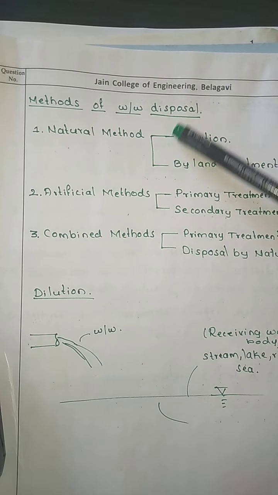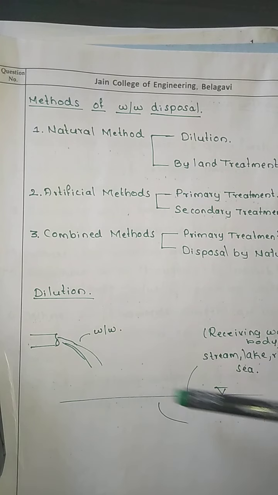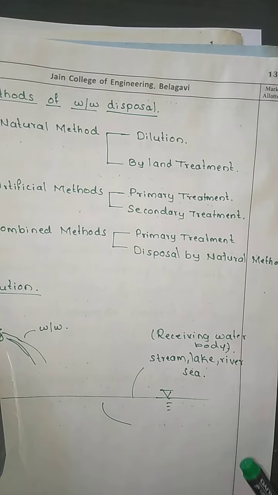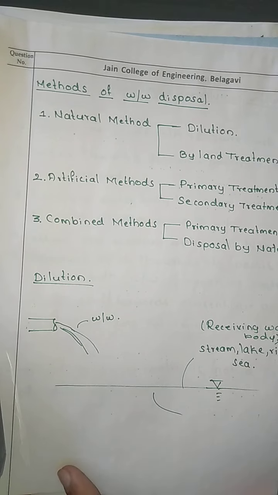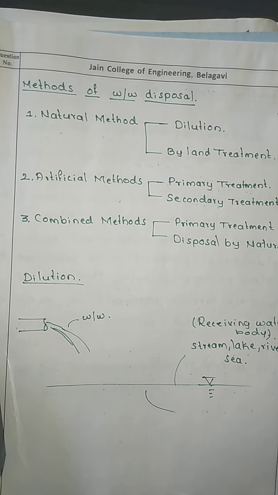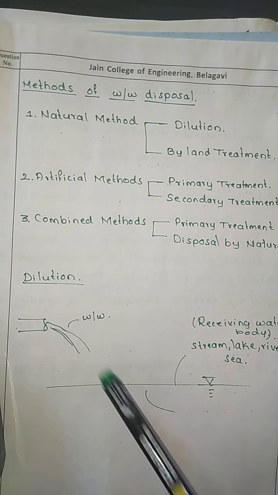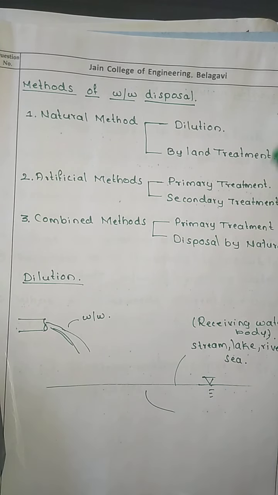In dilution, what we exactly do is dispose of the wastewater into a water body like a river, stream, lake or sea, that is, the receiving water body. That is nothing but dilution. Next is land treatment: instead of giving the wastewater to a water body, we dispose of it directly onto the land. That is the second method, land treatment.